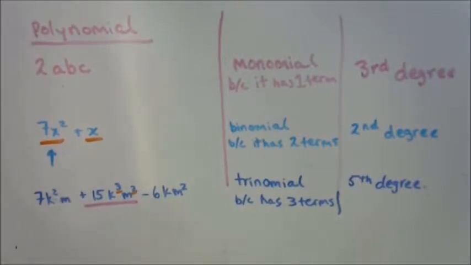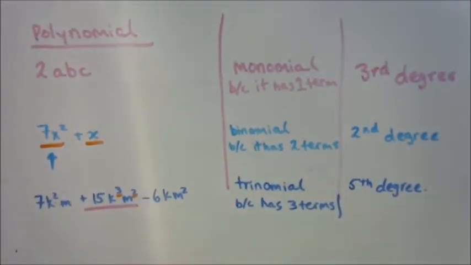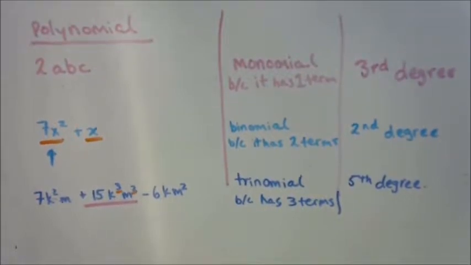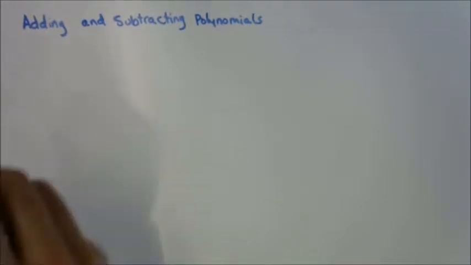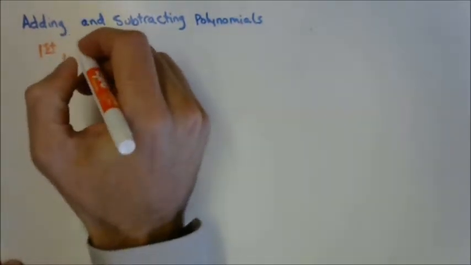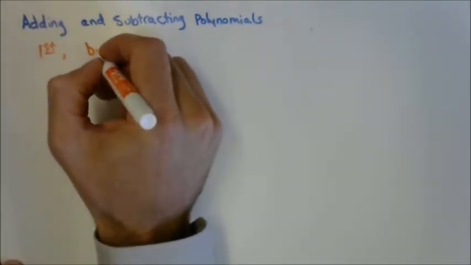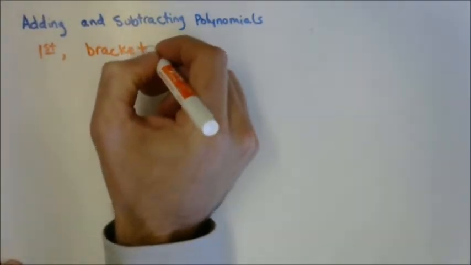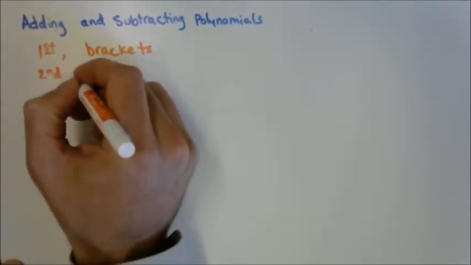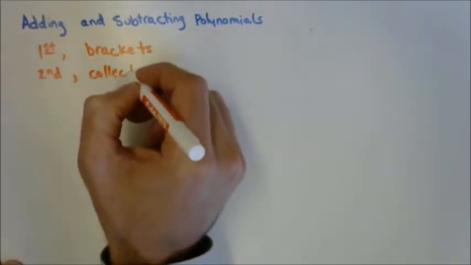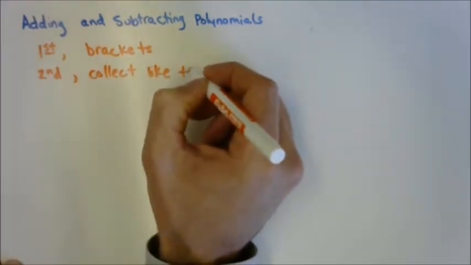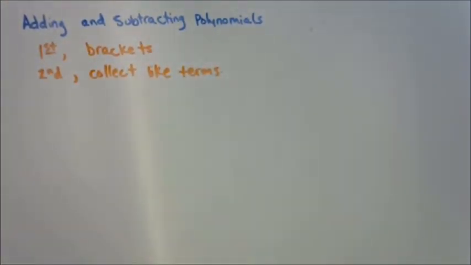Okay, 2 ways to classify polynomials. Make sure you keep that language clear and organized in your thinking so that we can use it. The next section in getting ready is adding and subtracting polynomials. So to add polynomials, we first take care of the brackets. And then, second, we collect like terms. First we're going to take care of the brackets, then we're going to collect like terms.